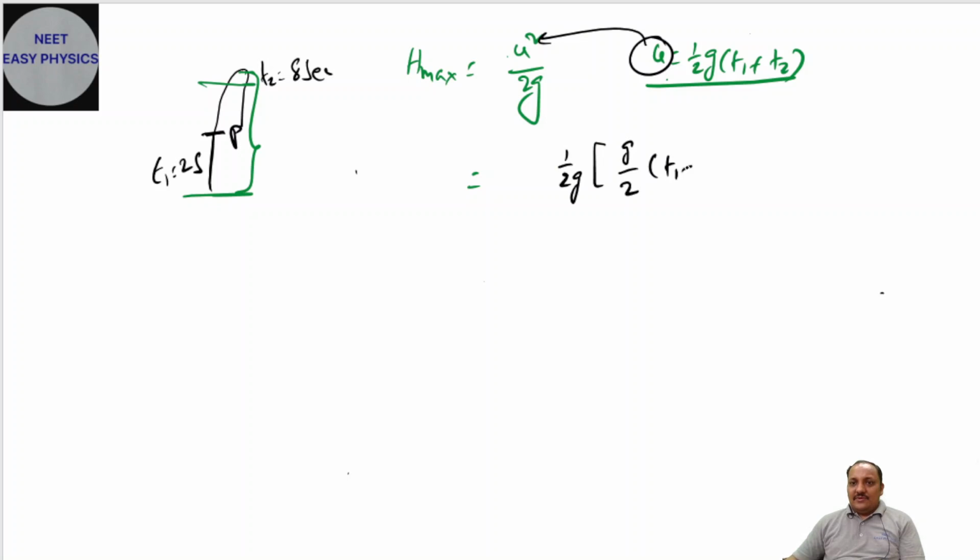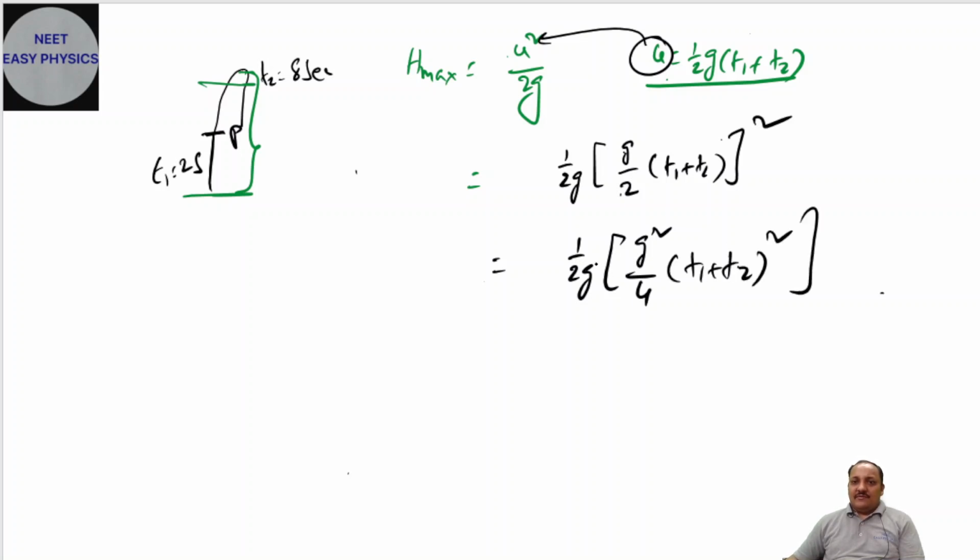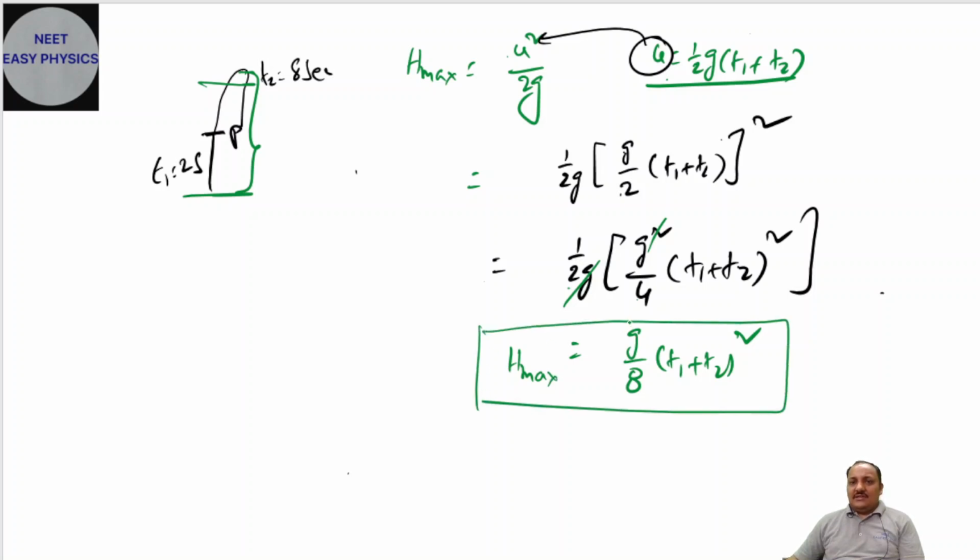So g by 2 into t1 plus t2 whole square. Correct? So g square by 4, 1 by 2g, g square by 4 into t1 plus t2 whole square. One g will be cancelled. So 4 into 2, 8. So g by 8 into t1 plus t2 whole square. I will prefer, whenever an equation is asked, you do it like this. There is no other option. But whenever a problem is asked, first you can calculate u. If you substitute that u here in u square by 2g, you will get the maximum height.